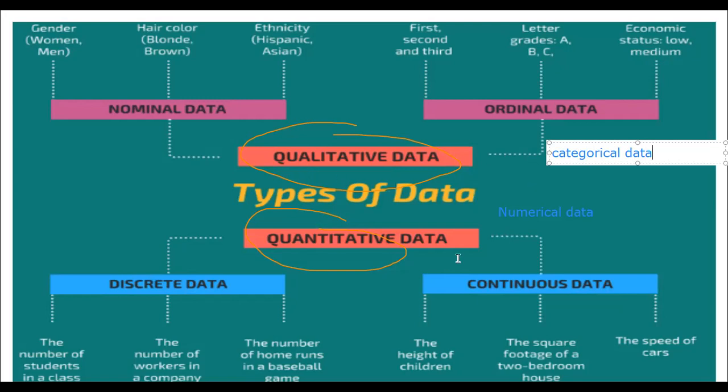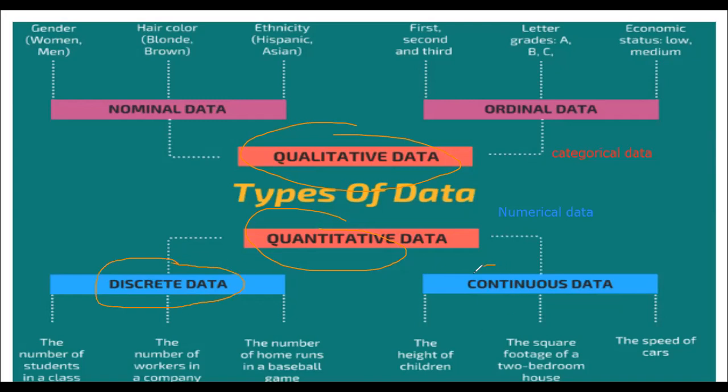Now, quantitative data is further divided into two parts. The first is discrete data, and the second is continuous data. So now what is this? Discrete data is when I'm talking about whole numbers. Let's say the number of students in a class, or the number of workers in a company, or the number of home runs in a baseball game. When we are talking about whole numbers, it comes under discrete data.